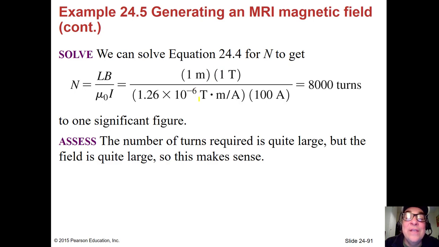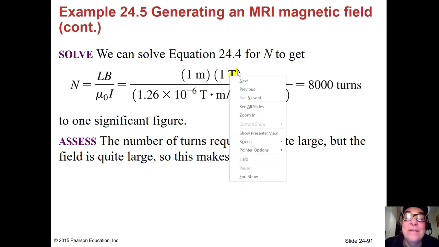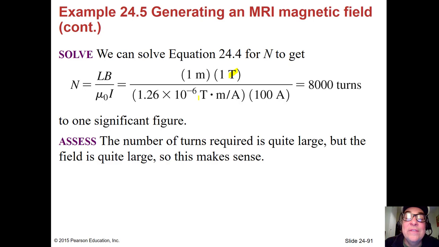And you can see how the units work out. Here's a Tesla that cancels with this Tesla. You've got a meter and a meter that cancel, and amp and amp that cancel. So really we're left with no units. Turns aren't really units. They're just an identifier of how many things we have. So it's a counting thing.